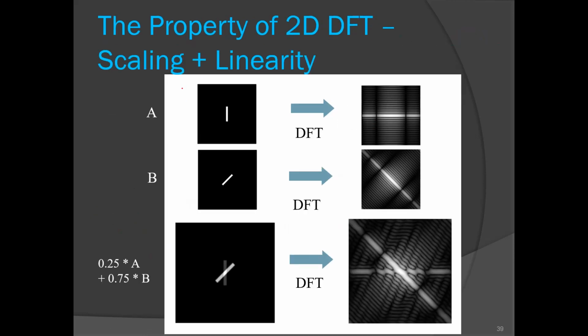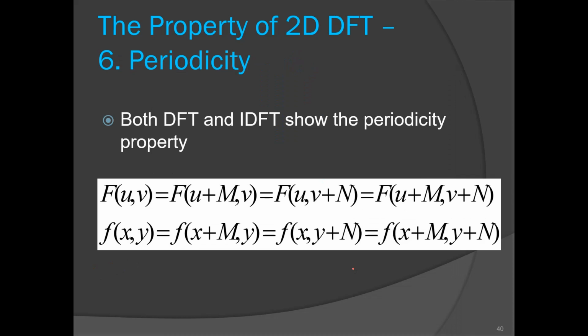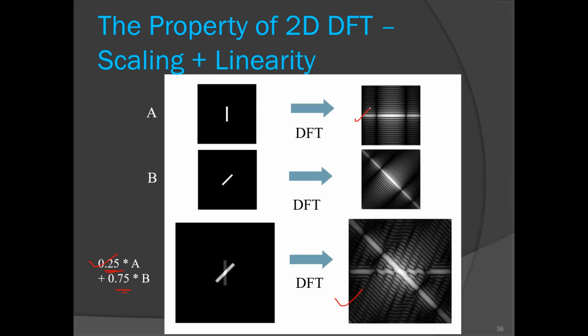Now we can have a combination of scaling property and linearity. Here we have scaled image A with this factor and B with this factor, and then we have combined them and obtained this DFT. Individually we can scale this image, then combine them, and cross check whether that summation equals this image.